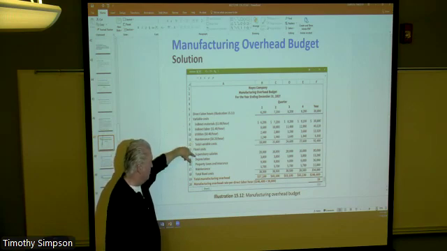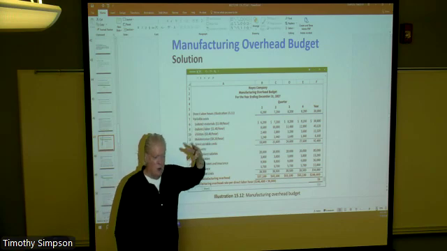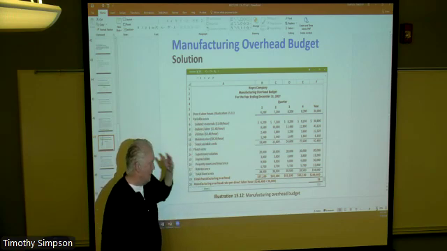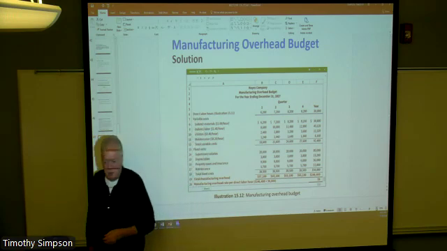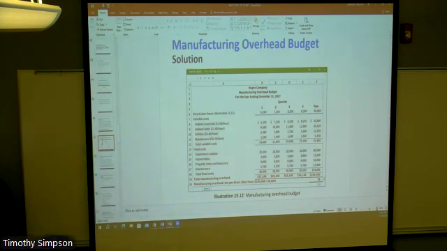Also, salaries, same deal. If it's production salaries, and we think of supervisor salaries or plant managers or quality control inspectors, whatever, those would go into overhead. They do not go into selling administrative expenses.